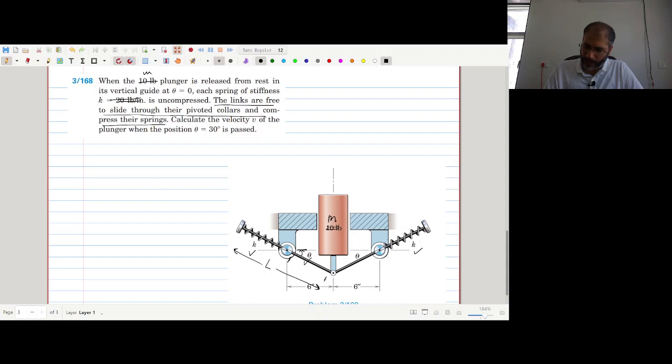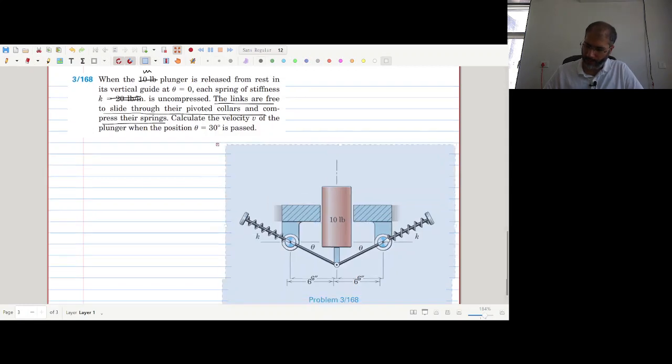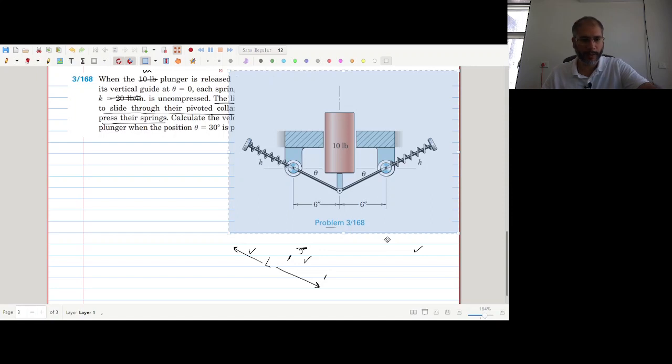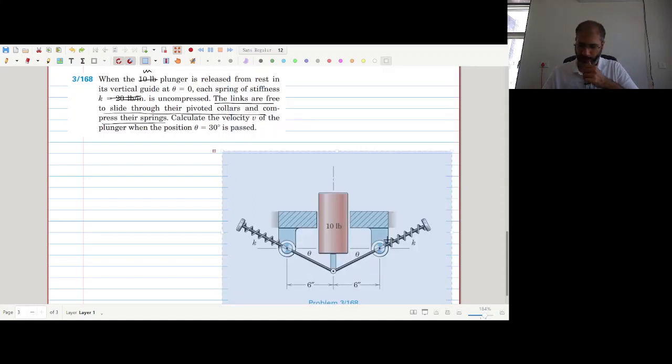So what we have to calculate is the velocity v of the plunger. The plunger is falling down. We have to calculate what the velocity v is when the plunger has moved such that theta is equal to 30 degrees. The problem is quite straightforward if we use the work energy approach. So let's do that.